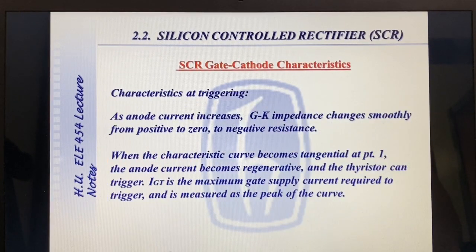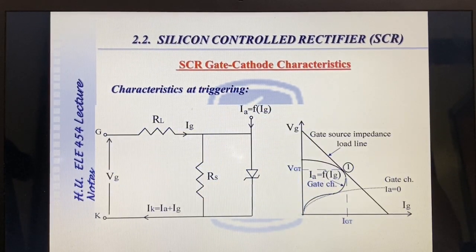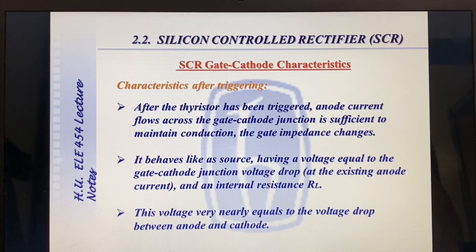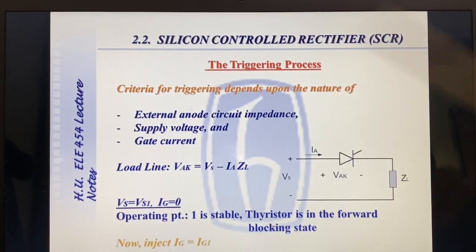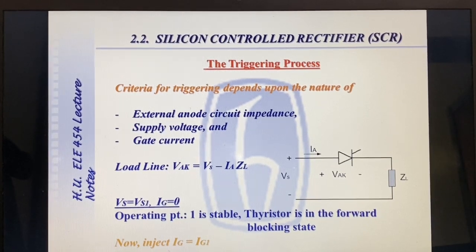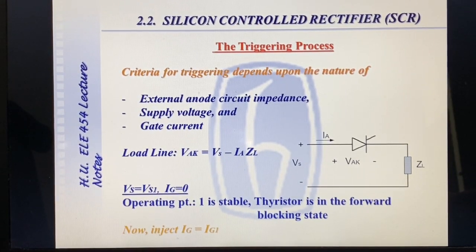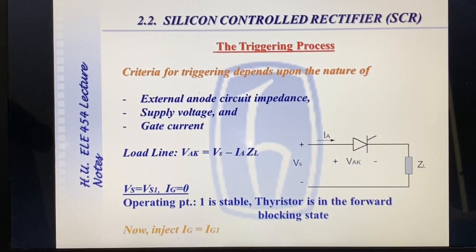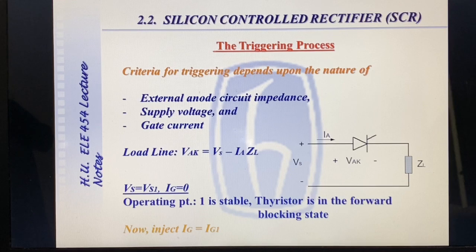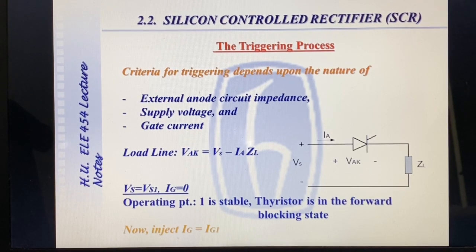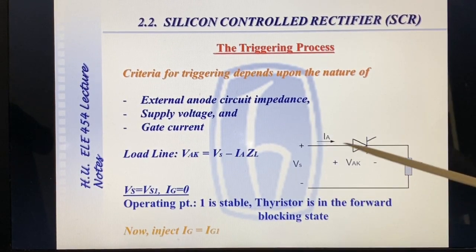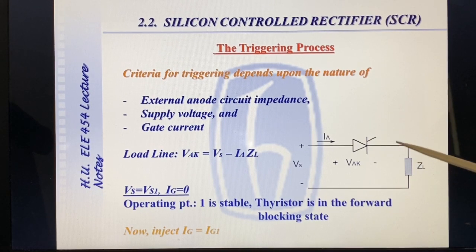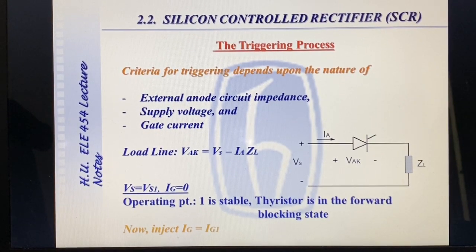So let us skip these parts for the gate circuit equivalent models, and let us consider an example. Here is a single thyristor circuit which supplies power to a load from a DC source. The criteria for triggering depends upon the nature of the external load, the supply voltage, and the gate current applied, which flows through the gate and cathode junction.